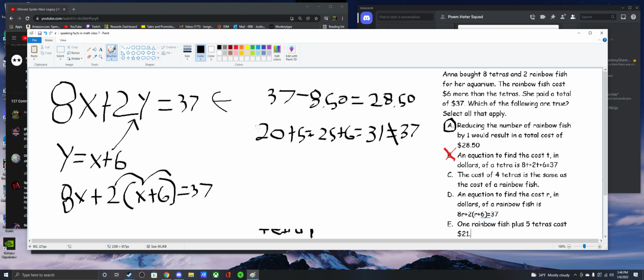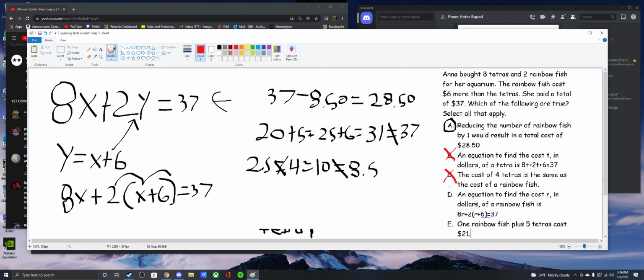Let's look at C. The cost of 4 tetras is the same as the cost of 1 rainbow fish, so we can just do that out. 2.50 times 4 is 10. And we know that rainbow fish is 8.50. 10 does not equal 8.50. So we would also say C does not work.